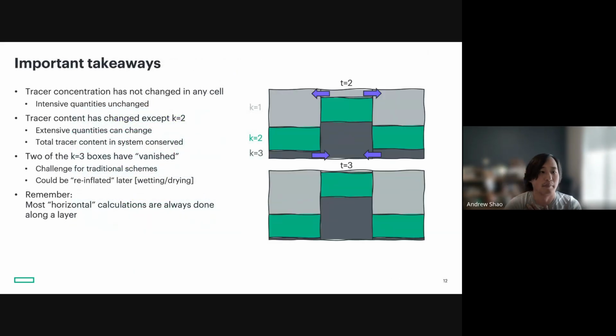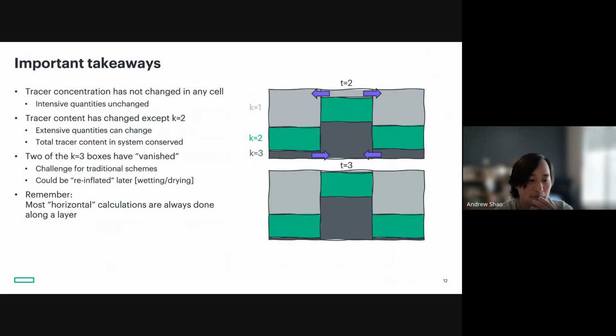Okay, so the important takeaways, right? Exactly what I just said. Tracer concentration has not changed in any cell, right? The extensive quantities, though, the ones associated with the thickness, have changed, right? So we have different amounts of tracer content. If we calculate the column tracer content, we will have calculated a difference in that from the time t equals 0.